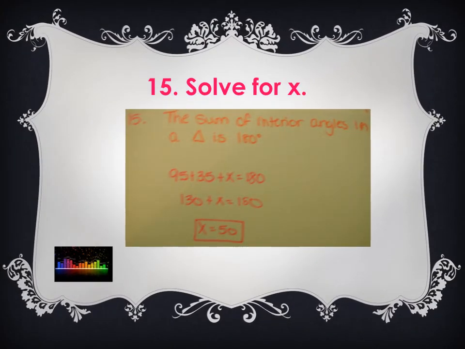You are given a triangle with 2 out of 3 angles. We know that 95, 35, and x add together to get 180 degrees because the sum of the interior angles in a triangle is 180 degrees. So if we add 95 plus 35 plus x and set them equal to 180 degrees, we can figure out what x is. 95 plus 35 gives you 130. Then you subtract 130 on both sides and you are given x equals 50.